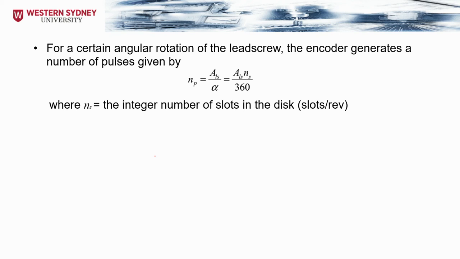For a certain angular rotation of the lead screw, the number of pulses the encoder generates is given by the following equation. MP is equal to the angle of the lead screw divided by alpha. Or it is the angle rotated by the lead screw multiplied by the number of slots divided by 360 degrees.